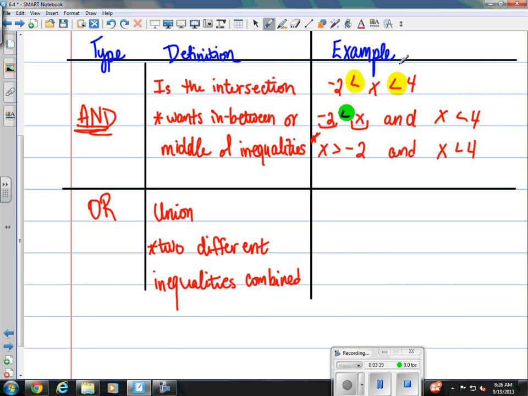So both these inequalities say the same thing. We have -2 is less than x is less than 4. So if I look in the middle, it actually reads x is greater than -2, which I have right here. X is greater than -2. And, because x is in the middle, x is less than 4.